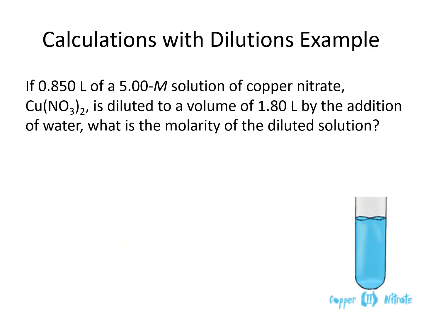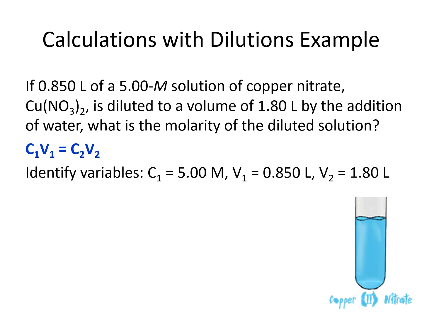So here's an example using our dilution equation. We're given a starting concentration and a starting volume. Our starting concentration is 5 molar, and our starting volume is 0.850 liters. And we're told it's diluted to a volume of 1.80 liters, so that's our new volume, V2. So we can identify our variables. C1, the initial concentration, is 5 molar, V1 is 0.850 liters, and V2 is 1.80 liters.